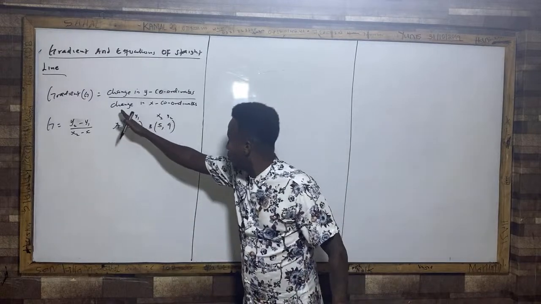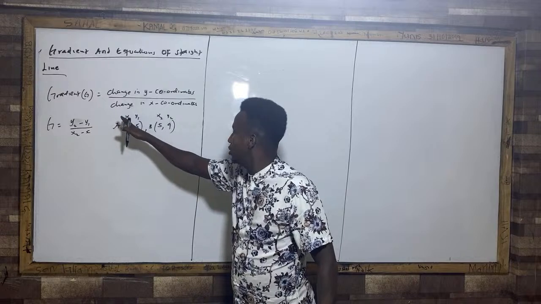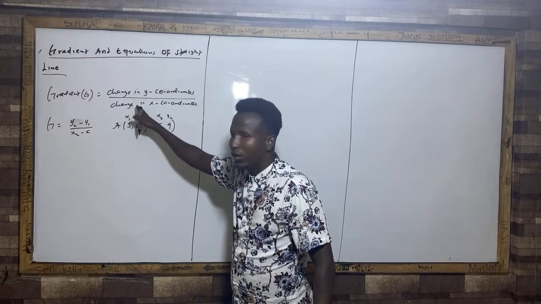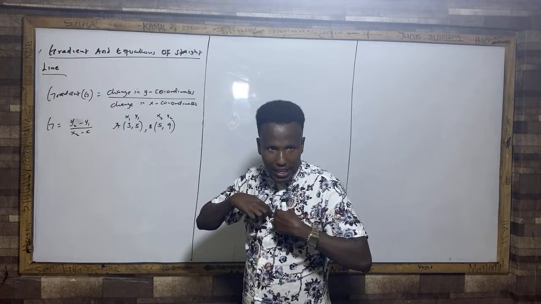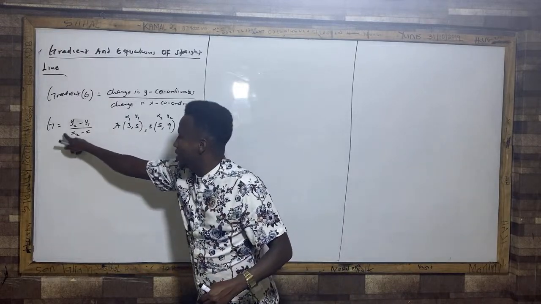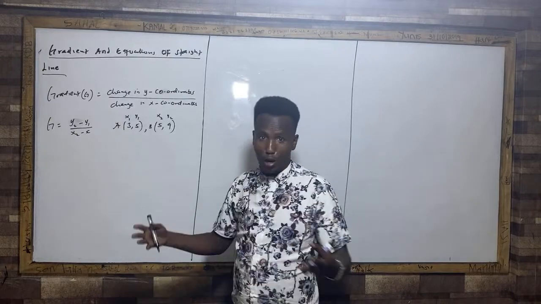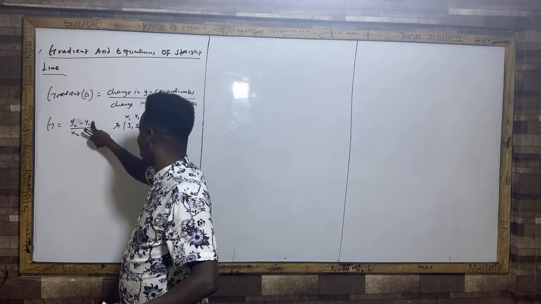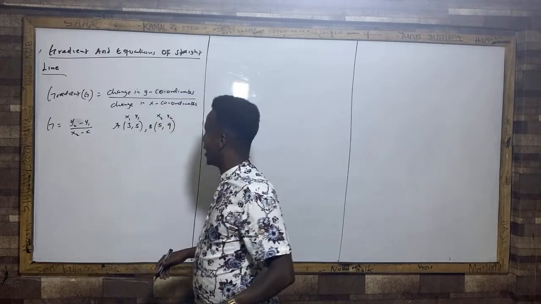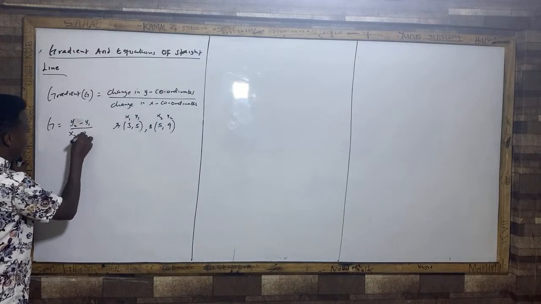So you write on top of the x value x1 of the first point, and on top of the y value of the first point y1. So here x2, y2. If I want to get the gradient, don't forget that gradient is gotten as y2 minus y1 all over x2 minus x1. Don't forget that this is x2 minus x1.